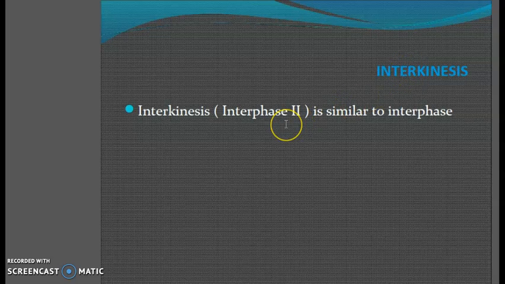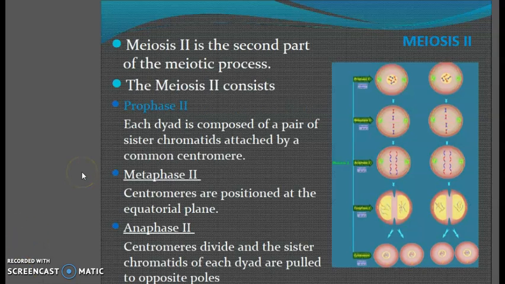Interkinesis or interphase 2 is similar to the interphase that was previously discussed. Meiosis 2 is the second part of the meiotic process. Meiosis 2 consists of prophase 2, metaphase 2, anaphase 2 and telophase 2.